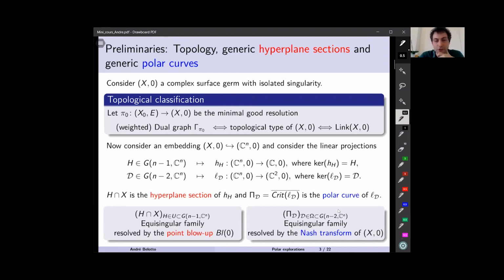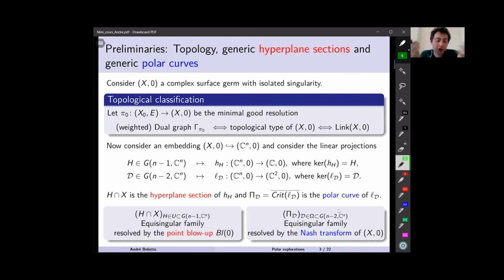At some point it's going to become normal. I recall that there's a topological classification: given a minimal good resolution, the weighted dual graph is equivalent to the topological type, which is equivalent to the homeomorphism class of the link of X0. This is going to intervene a little later when we state the main result, so just keep in mind this topological type equivalent with the link.